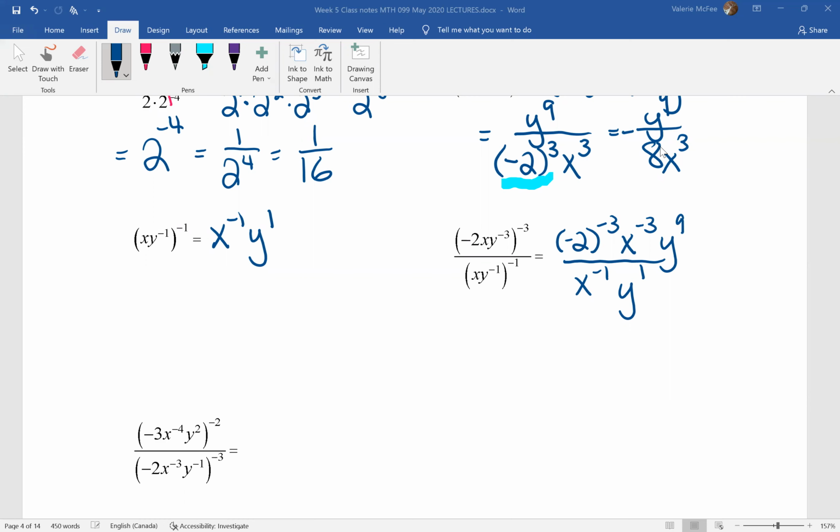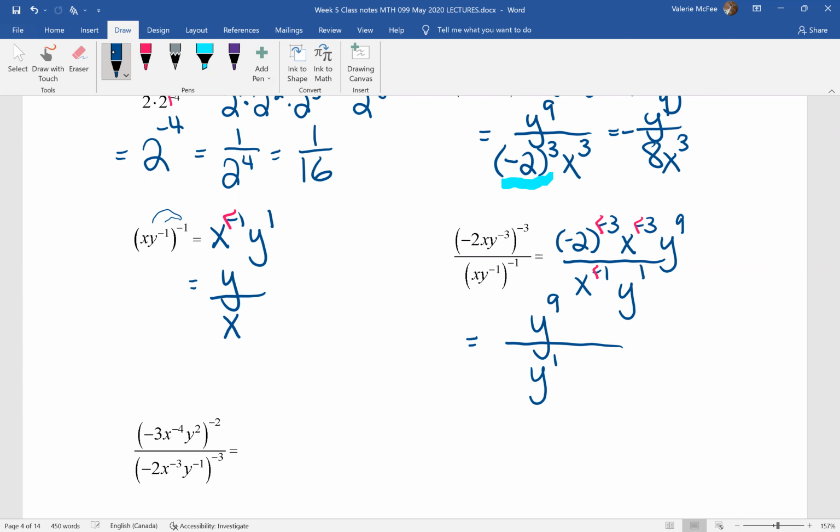I applied that negative 1 to each factor inside the brackets. I can see that x has a negative exponent, so I'm going to leave y in the numerator. The exponent is positive. Move x. So I have a negative exponent in a couple of places. I'm going to move those. But first of all, let's leave y to the power of 9 in the numerator and y to the power of 1 in the denominator.